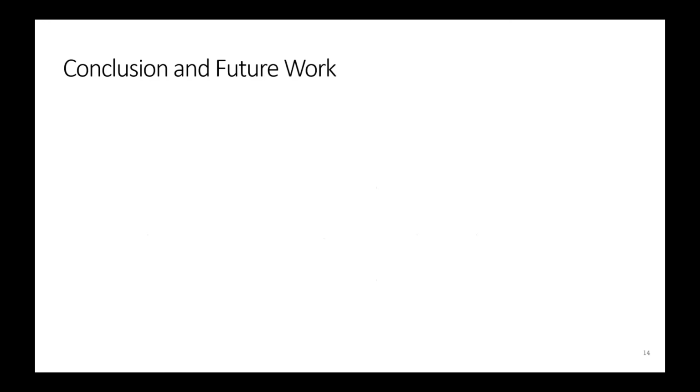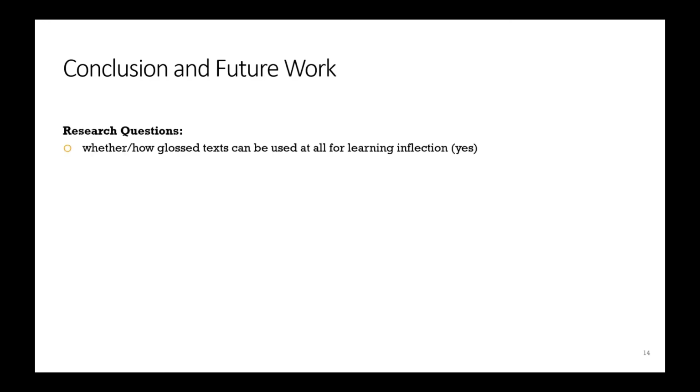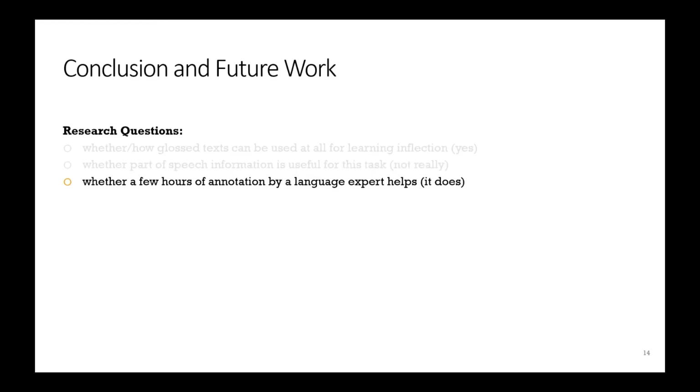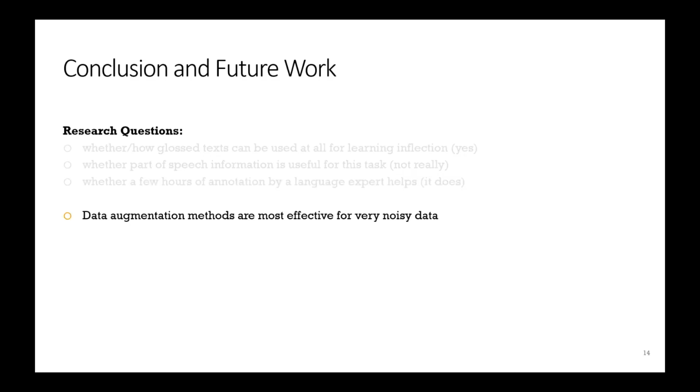So in conclusion, the research questions were whether interlinear gloss text from field linguists could be used for NLP and morphological paradigm learning. And the answer we found is yes. The results aren't great, but they're definitely promising with such limited data. Whether part of speech information is useful for this task, which we found out not really, and whether a few hours of annotation by a language expert helps and improves data, which it does. We also found that data augmentation methods based on these few languages seem to be most effective for very noisy data.